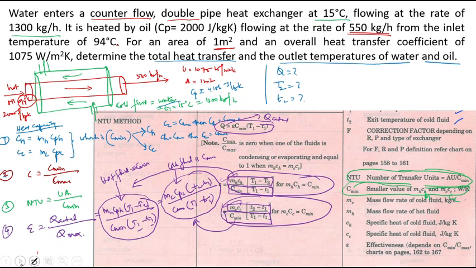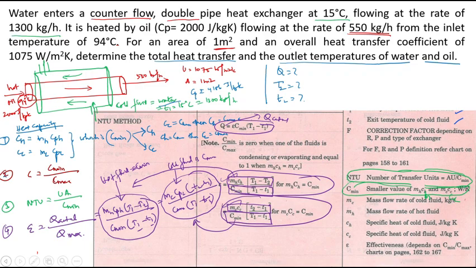Now we proceed to the problem. Before the problem, note that you may find the effectiveness with the help of n, the number of transfer units, and C equal to C minimum by C maximum, with the equation, otherwise with the help of graphical representation. This is for parallel flow and this is for counter flow. We can choose the counter flow because the problem is a counter flow, not a parallel flow. Now we find the first step.